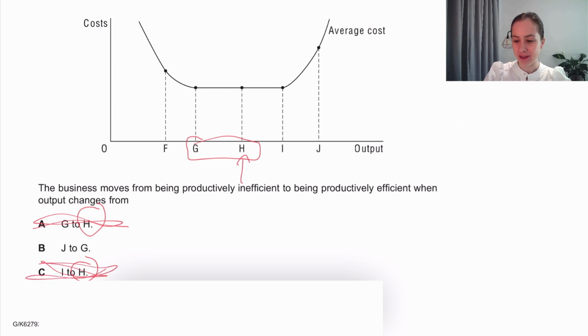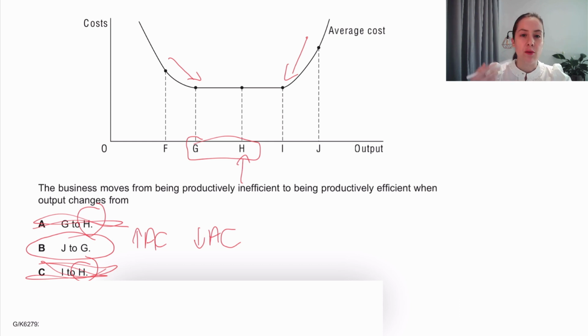So I reckon the answer is, what could it be? F to G, that would be an improvement, which is not an option. Or J to I, which is not an option. J to G. Okay, this was a great question. J to G, that's the answer. So you're going from a higher average cost position to a lower average cost position, which means it's improving its efficiency. And it is efficient because the costs are now minimized at G.